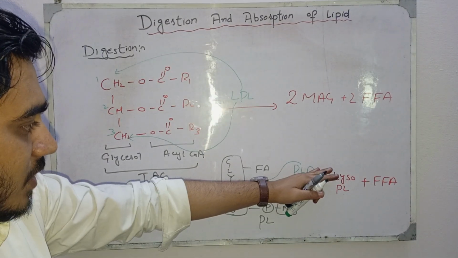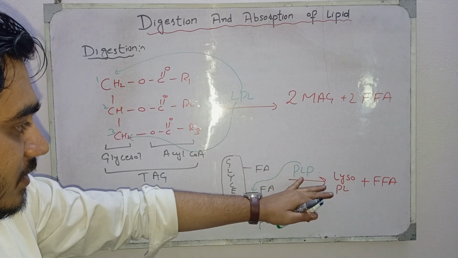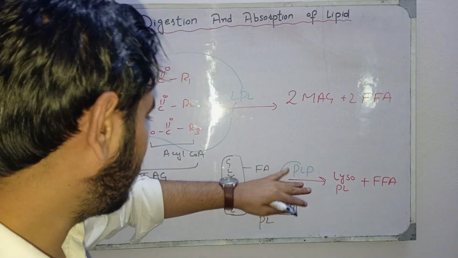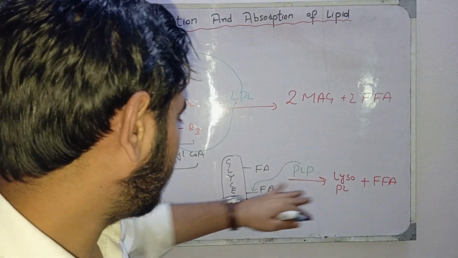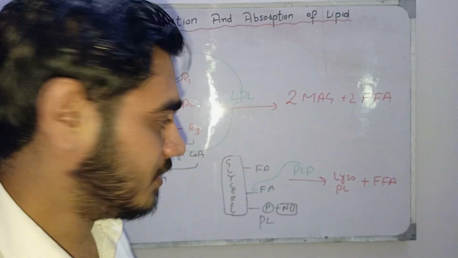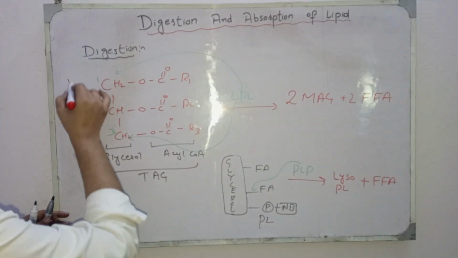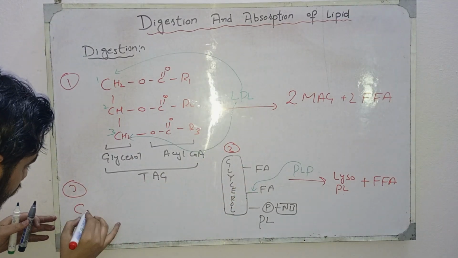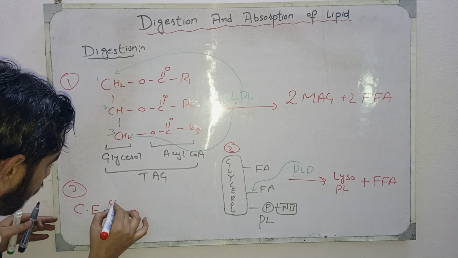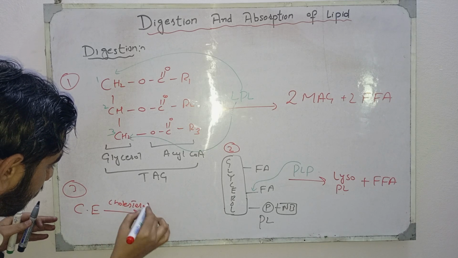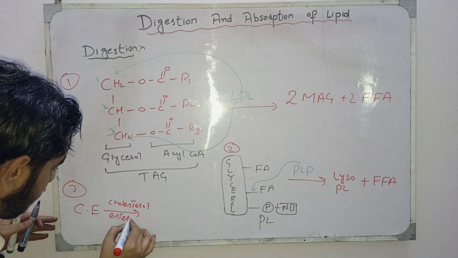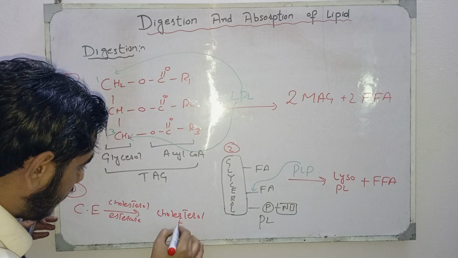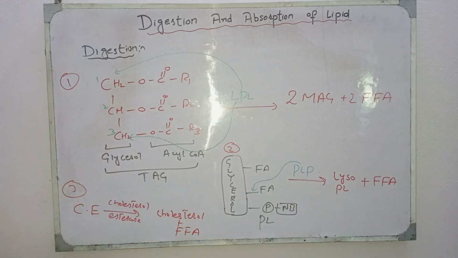Phospholipid is acted upon by the phospholipase enzyme, which acts on carbon number 2 and converts it into lysophospholipid and free fatty acid. This is the first one, the second one, and the third one is cholesterol ester. It is acted upon by the cholesterol esterase enzyme and converts it into cholesterol and free fatty acid molecule.